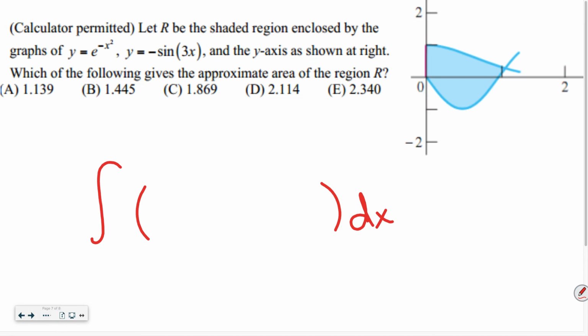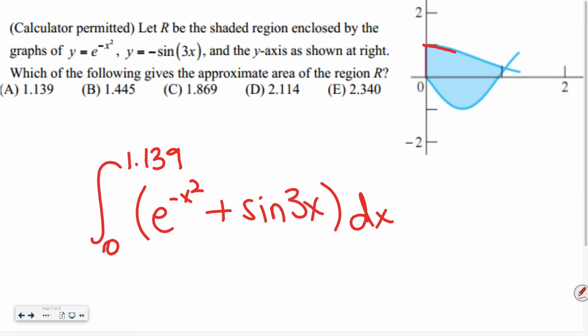Okay. Your integral is from 0 to what? 1.139. Don't assume that that's 1. You actually have to find the intersection. And then which function is this right here? So this is what you needed to type into your calculator. Now, how many of you graphed those 2 to find the intersection?